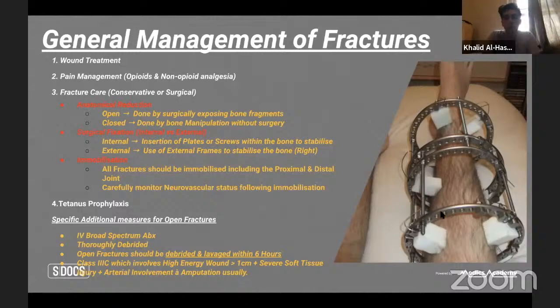Immobilization. All fractures should be immobilized, including the proximal and distal joints. So if you have a fracture, for example, along the forearm, you would want to immobilize the wrist and also the elbow. Carefully monitor neurovascular status following immobilization. It's always important to make sure that there is no arterial, venous, or nerve injury. It's more serious when things involve arterial or nervous injury.